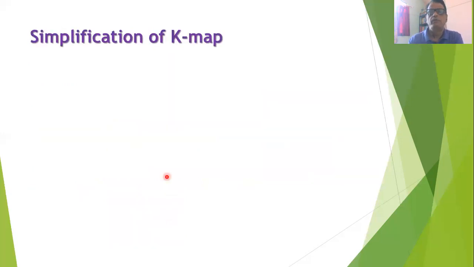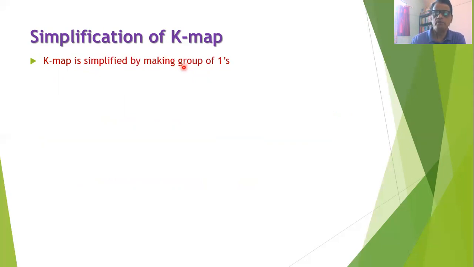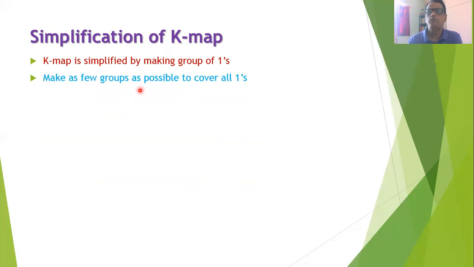Now we will go for the simplification of Karnaugh map. A Karnaugh map can be simplified by making groups of ones. The basic rule for making the groups of ones is that make as few groups as possible, but at the same time, you have to cover all ones.